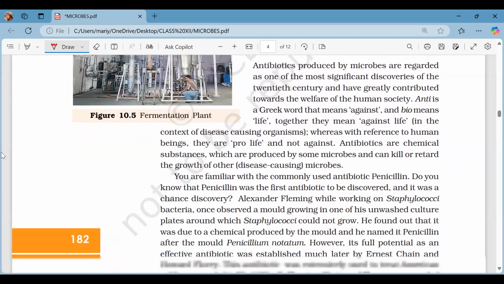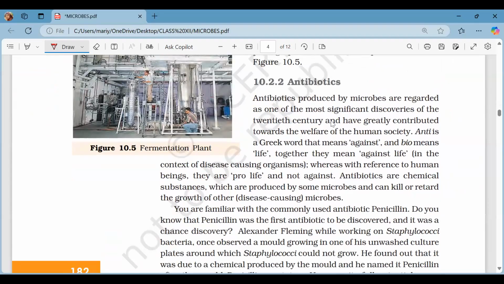Then talking about the production of antibiotics. Now, antibiotics are used to kill the disease-causing microbes. Antibiotics produced by microbes are regarded as one of the most significant discoveries of the 20th century and have greatly contributed towards the welfare of human society. Anti means against. Biotic refers to life. But this is not against our life, rather it is against the life of the pathogen. So these are the chemical substances which are produced by some microbes and can kill or retard, meaning slow, the growth of other disease-causing microbes. The best example is penicillin.